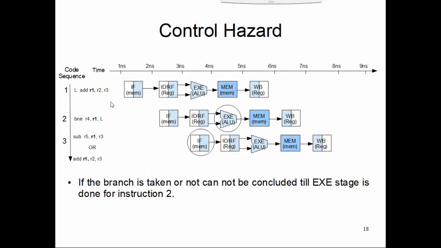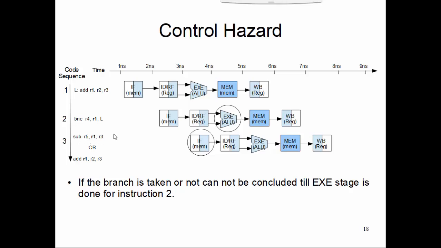Now let's look at this three-line code. At label L, you're adding R1, R2, R3. Then you are checking BNE R1 and R2, and if they are not equal, then jump to label L. That is, if the branch is taken, then you go to label L. If the branch is not taken, you fall through to the next instruction, which is sub R5, R1, R3.